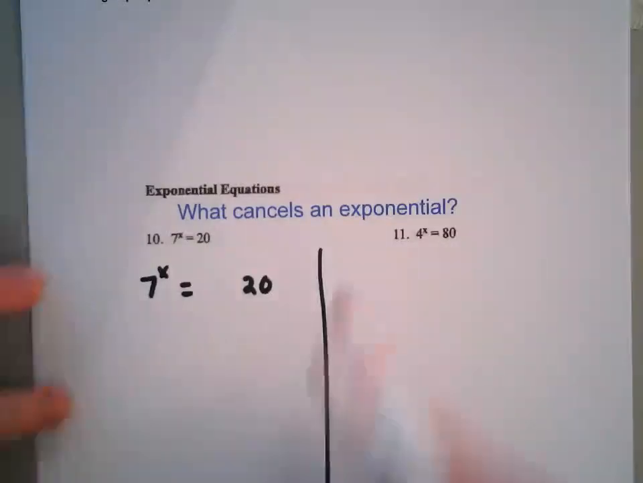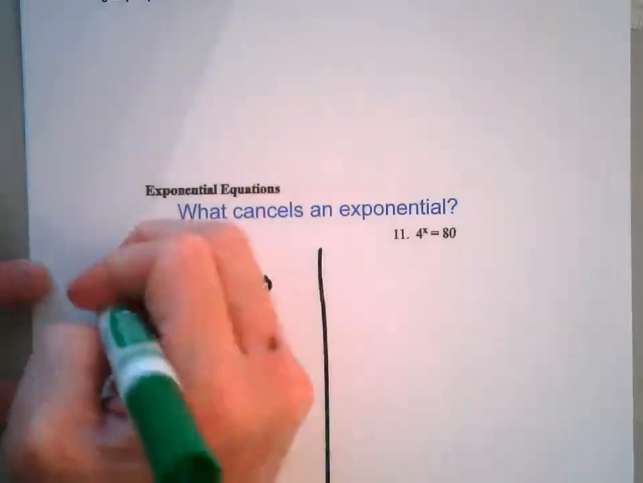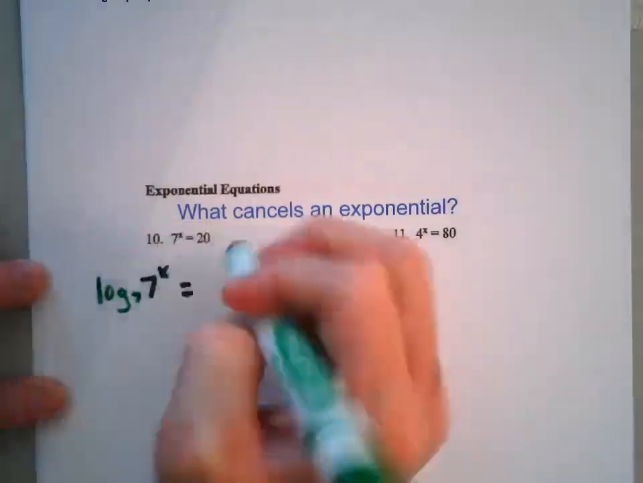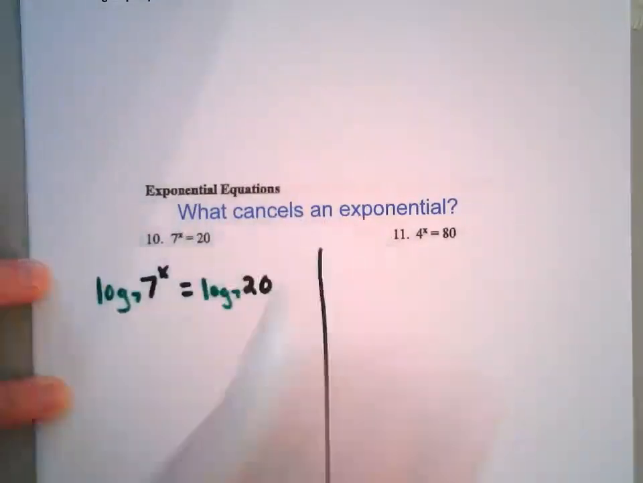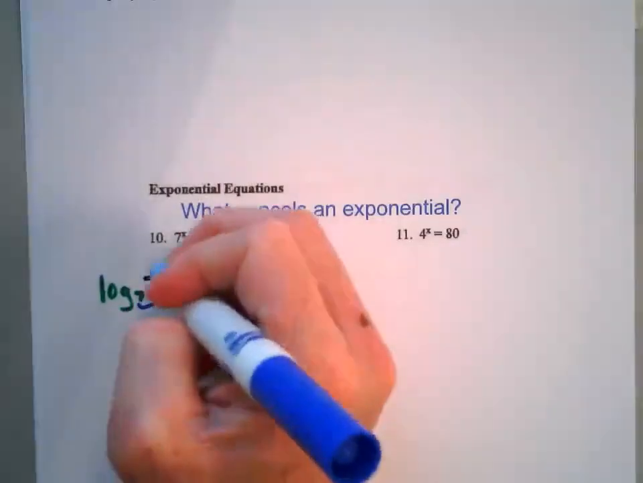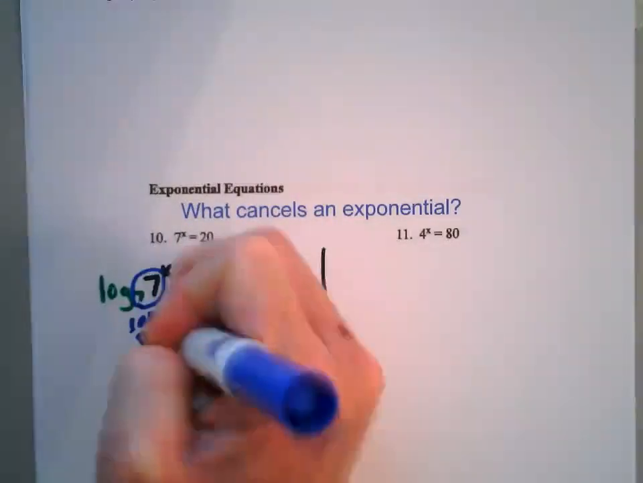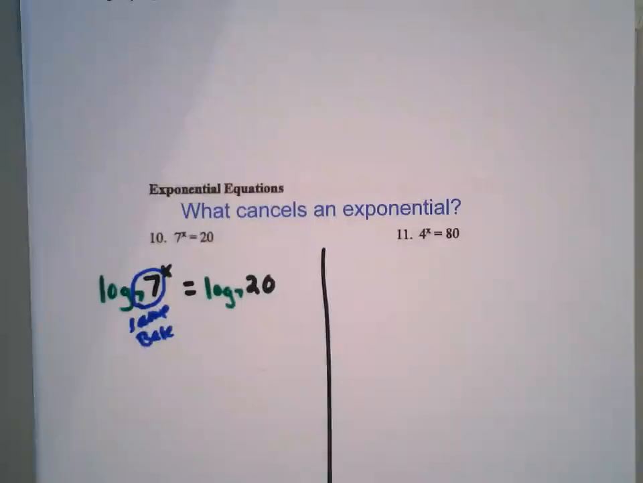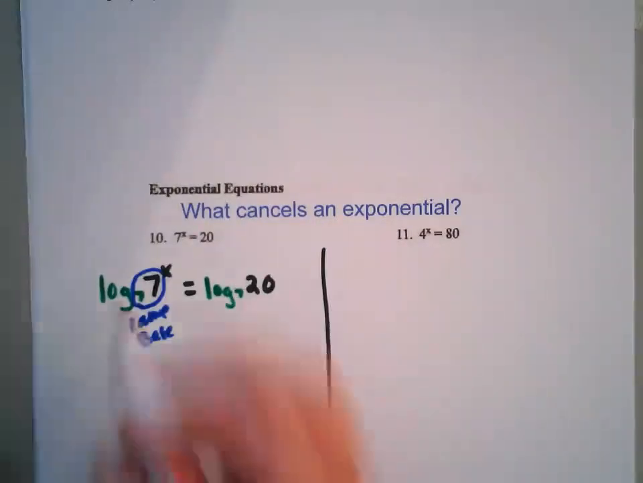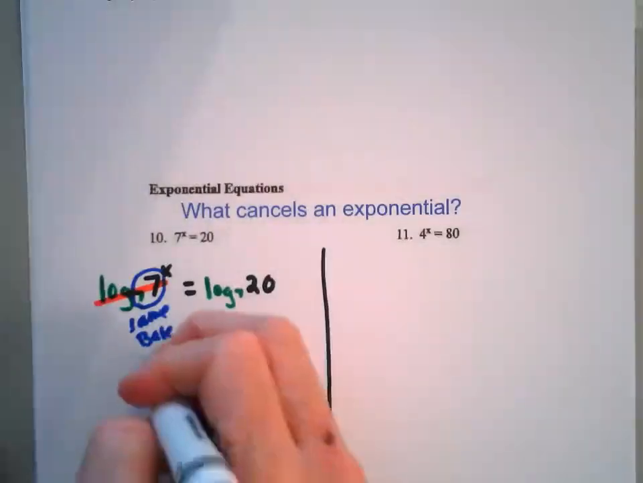All right, and so what cancels an exponential? Well, a logarithm cancels an exponential, and a logarithm of the same base. So what we do to one side, you have to do to the other. You can choose any logarithm that you want. What you want to do is choose a logarithm with the same base as the exponential. That's what allows it to cancel out. This log base 7 and 7 cancel each other out. X drops down.